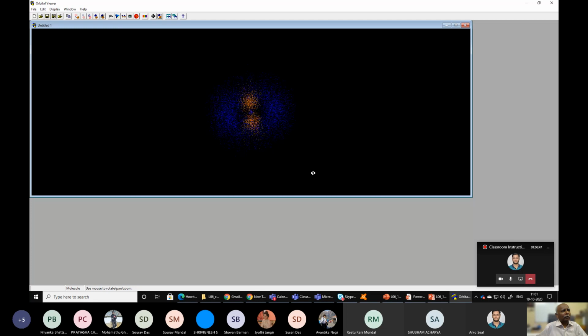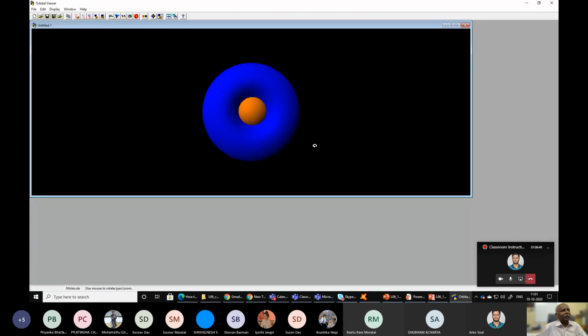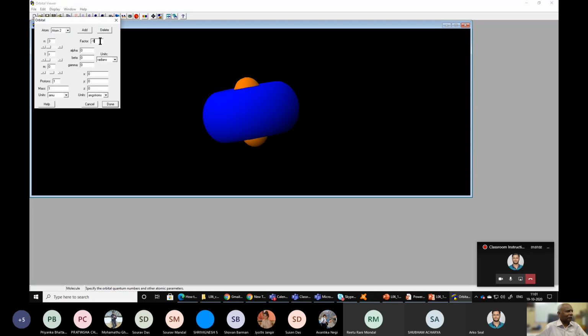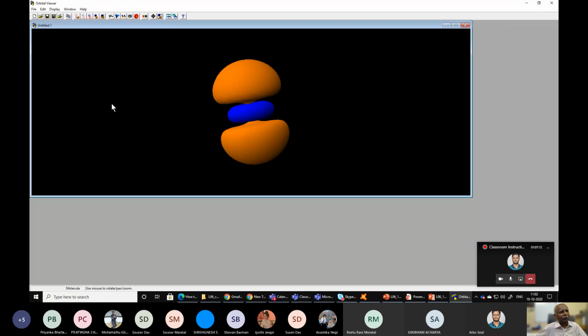Okay, now I'm mixing 3s and 3d. You can see that the shape has significantly changed. If I want to do the same thing with +1, the factor is 1. Now the other lobe increases. So this is how you create a hybrid orbital using the orbital viewer.